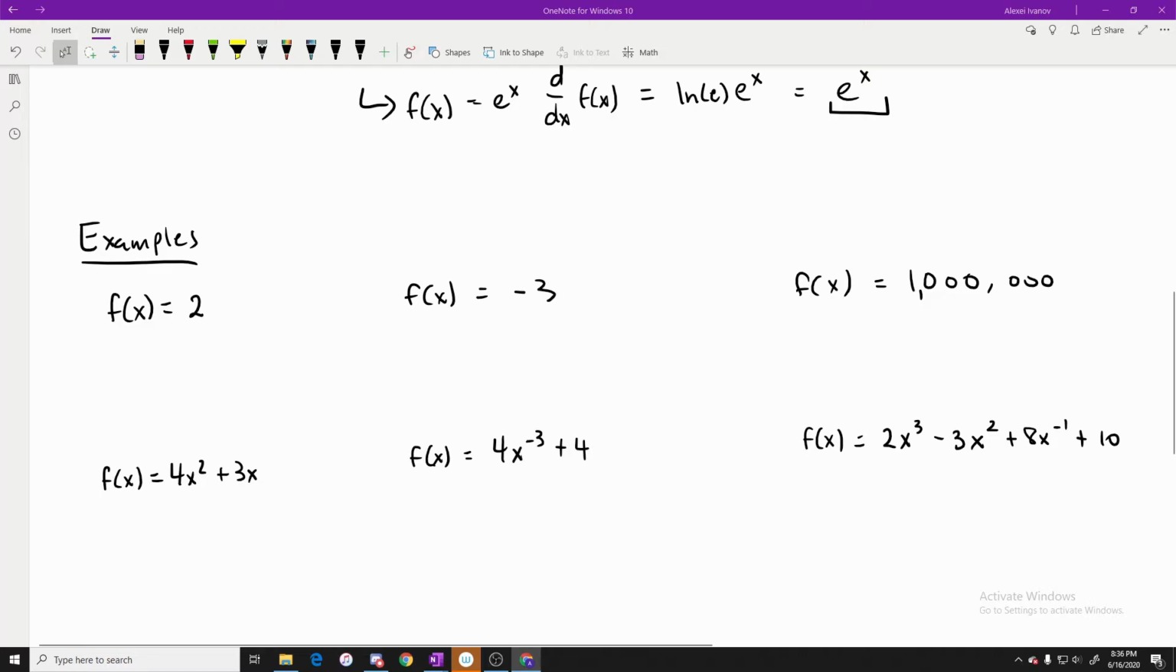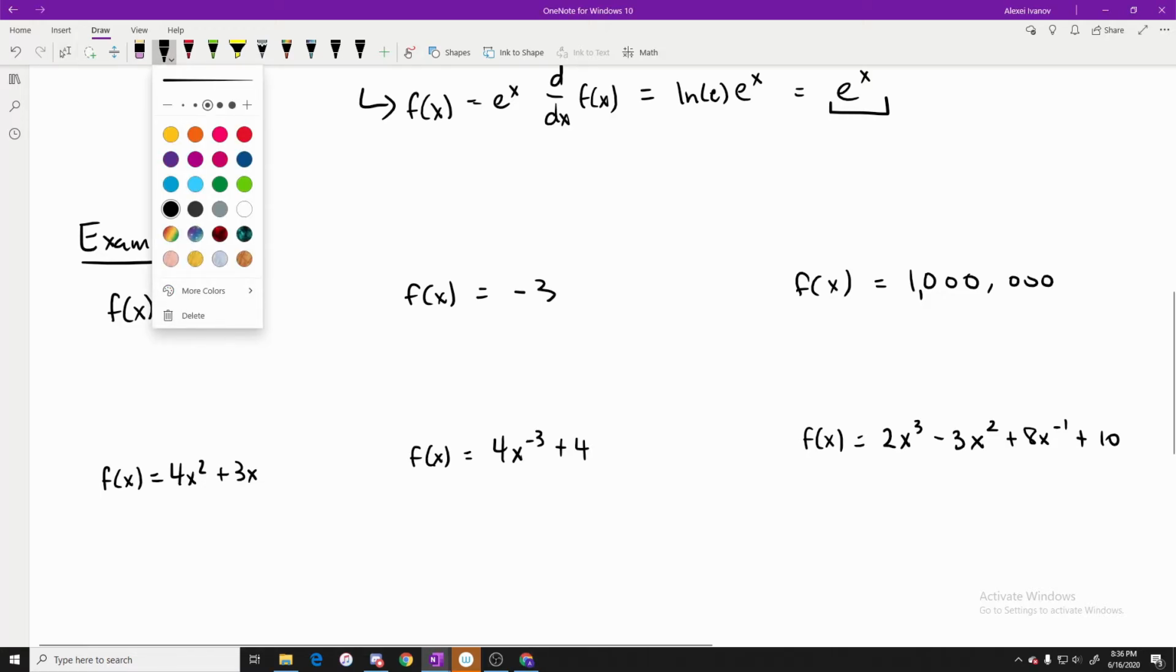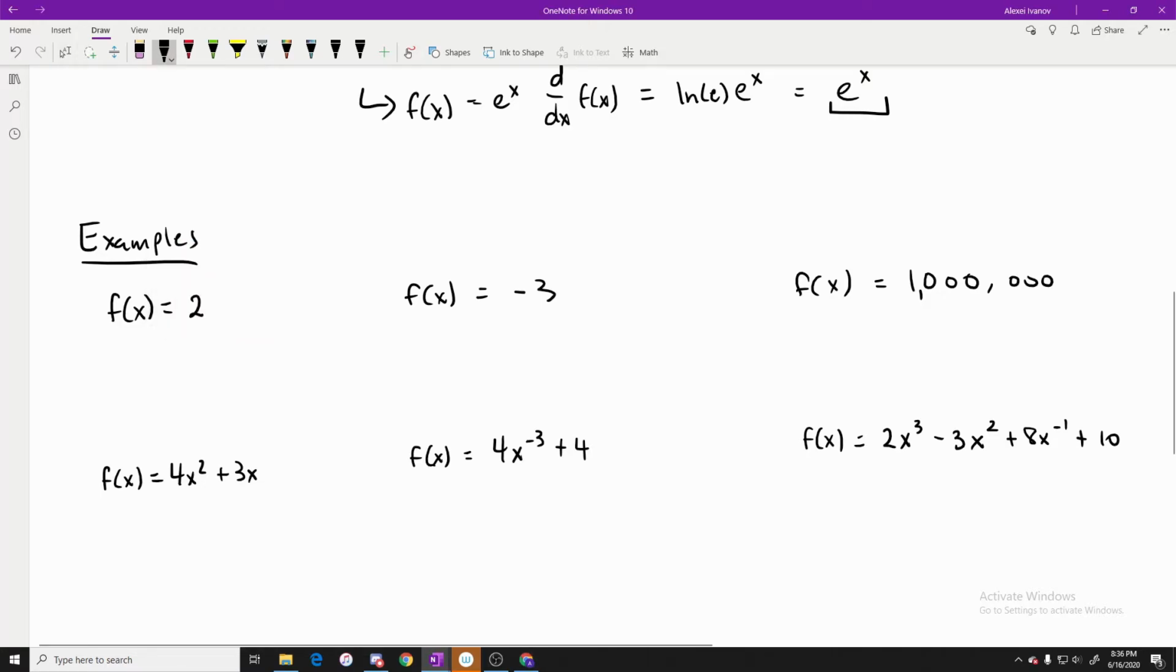So for example number 1, we're going to be dealing with a function that is just a constant. So f of x equals 2. And we know that if we're asked to find the derivative of f of x, this is just going to equal 0 because it is a constant. Likewise, for this problem right here, d over dx of f of x is also going to equal 0 because, again, this is a constant.